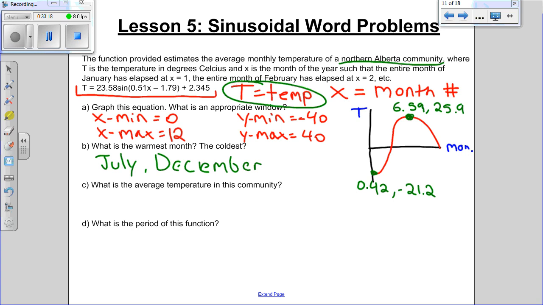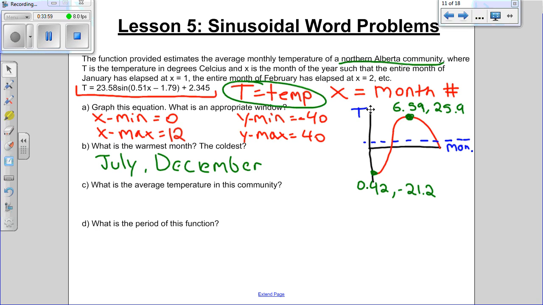All right, C. What is the average temperature in this community? They're talking year long. That would be your midline. So your midline is going to be somewhere in, let's just roughly estimate, the middle here. Your midline would do that. Does your calculator have a midline button? Sadly, it does not have a midline button. But you learned something about midline. Your D is your midline.